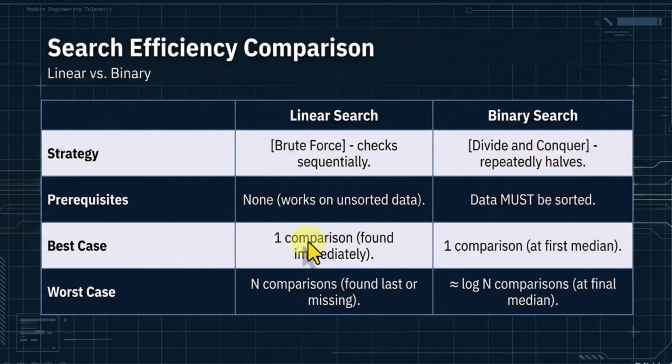Best case scenario in both of them, one comparison. Data is just in the first element for linear search, that is the best case scenario, and for binary search, data is in the first median, exactly the middle. So that is the best case scenario for binary search. In the worst case scenario, linear search performs n comparisons while binary search performs around log n comparisons.